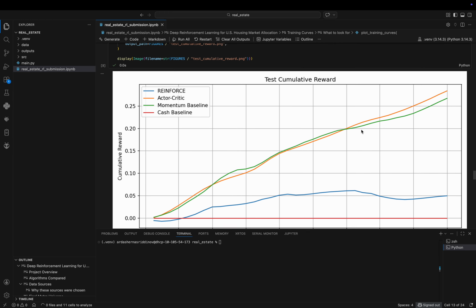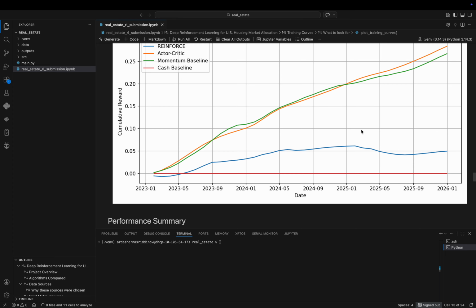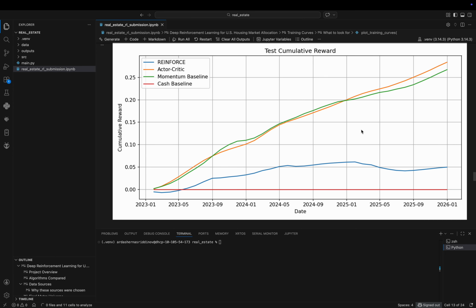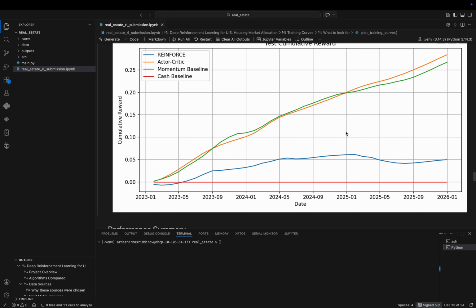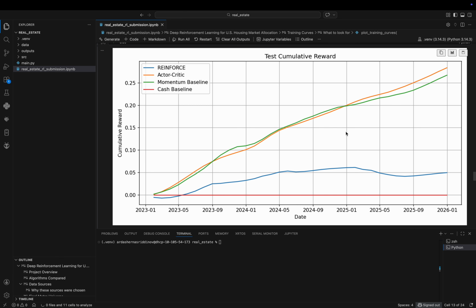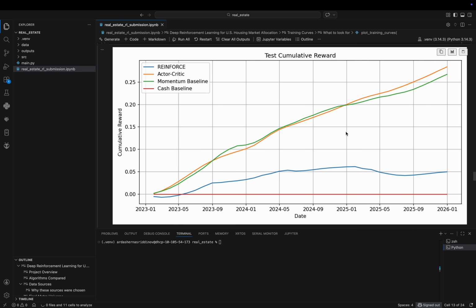So onto the results section. In the best run out of the three samples, REINFORCE had about 0.05 total reward. Actor-Critic had about 0.3. Momentum had a little less, like 0.27, and the cash baseline obviously is 0, as you can see. The main result is that the Actor-Critic model converged to Chicago for the full test period, which is awesome because we are basically in Chicago. It suggests that under the reward function, Chicago dominates the learned opportunity set.